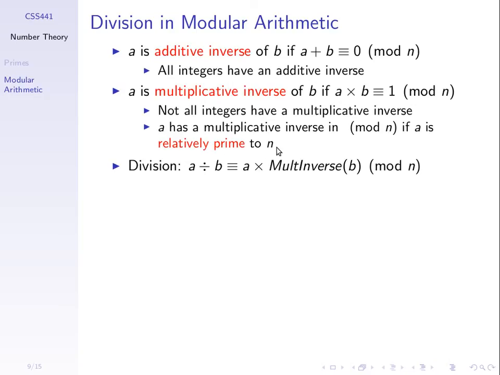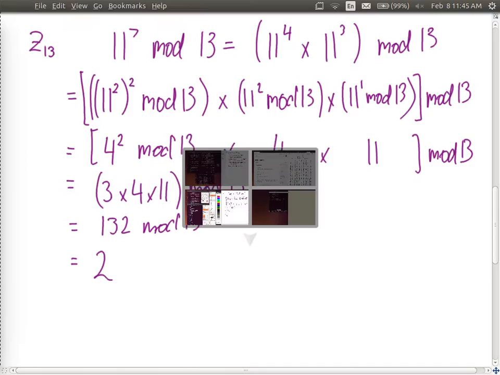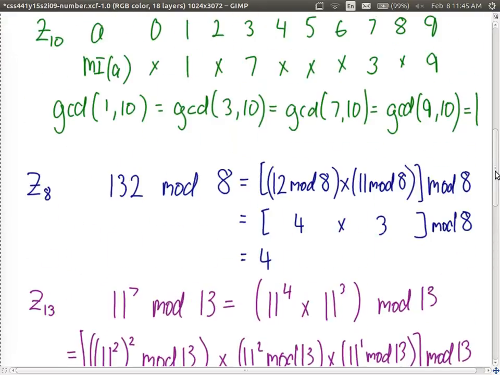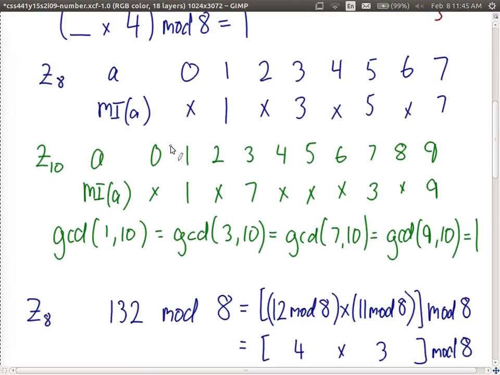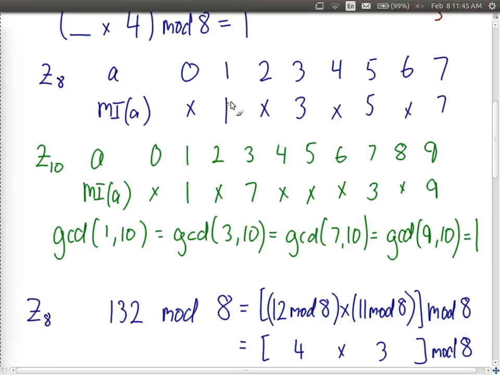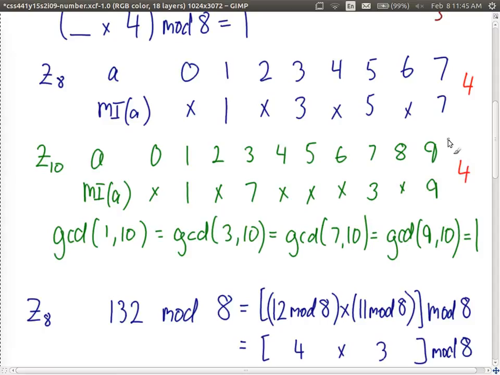How many numbers are relatively prime to 10? Back to our examples. How many numbers are relatively prime with 8? One, two, three, and four. Just counting them. How many numbers were relatively prime with 10? One, two, three, and four. Four. It's not always four, but let's consider counting the number of numbers relatively prime with some number.